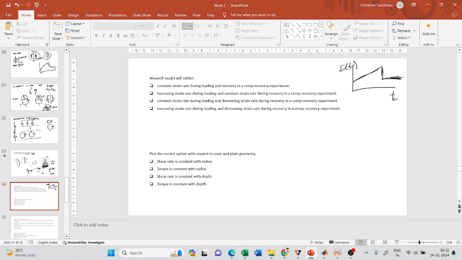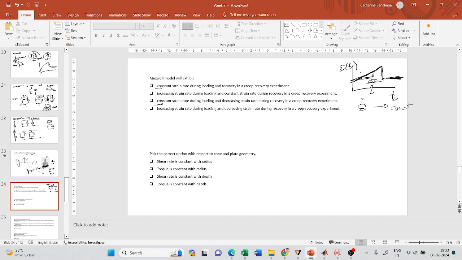So I told you that this line is a constant and it has a slope of sigma dot by eta. Okay. Since the slope is constant, the slope is the slope of a strain curve. So slope is constant means strain rate is constant, right? Because the slope is nothing but the strain rate. So from these four options, either it has to be this or this, right? So the strain rate does not keep increasing during loading, but it remains constant.